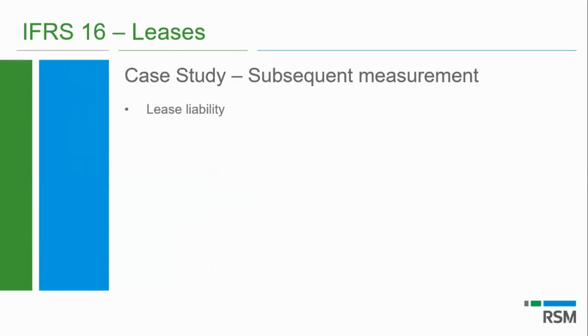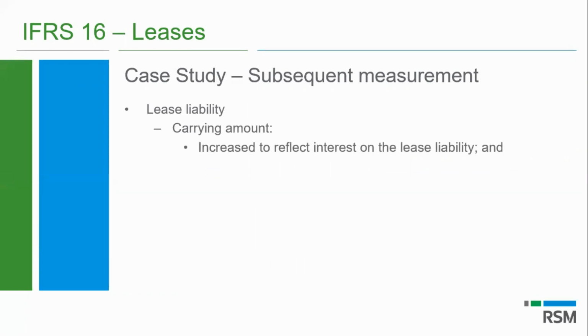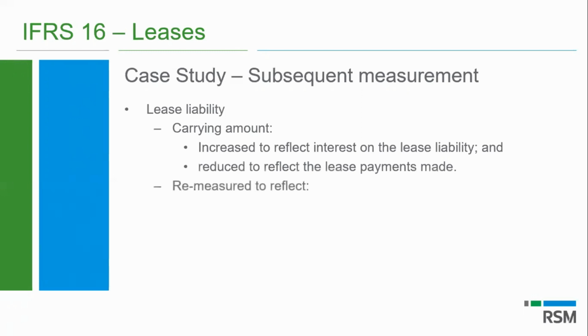Your lease liability is pretty much straightforward. You start with your carrying amount, you increase that to reflect the annual interest, the unwinding of the discount, and you reduce it to reflect the lease payments, similar to what you would do now for any finance lease. You would also remeasure your liability subsequently to reflect any reassessments or any changes due to lease modification or whatever that might be. So that's very simply an example, a case study, setting out the requirements of the lease standard.